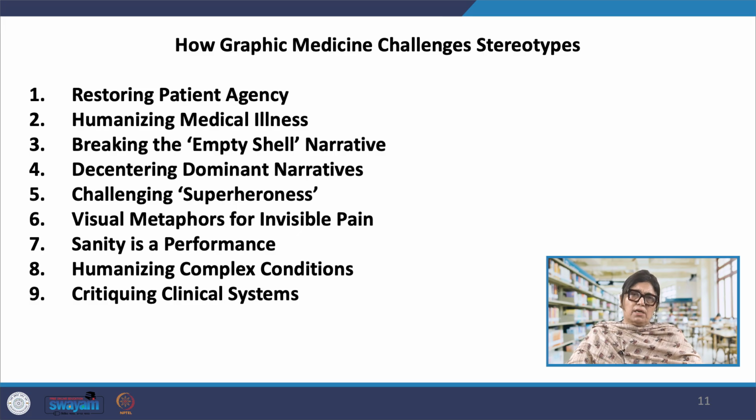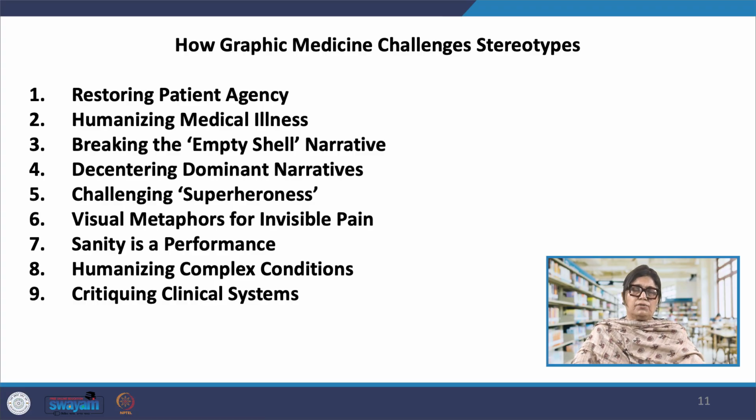In dementia studies, graphic memoirs like Dana Walrath's Alzheimer's subvert the stereotype of Alzheimer's patients as zombies by representing them as perceptive and imaginative individuals. Decentering dominant narratives: newer anthologies and webcomics specifically work to decenter white neurotypical narratives, ensuring that marginalized voices, including those facing HIV, AIDS, or disability, are visible and heard.